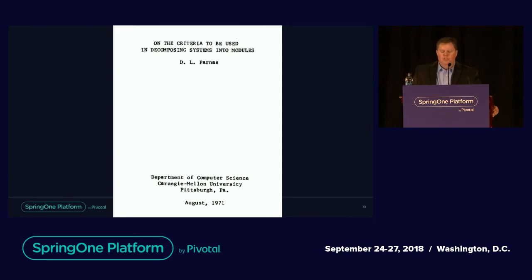But it's captured in this paper, and this paper Googles incredibly well. You can get a PDF of this from about 50 different sites easily. Sometimes they move around. I don't direct link to them anymore. I just say Google it. So, on the criteria to be used in decomposing systems into modules. Sounds very stuffy, but it's remarkable what was done that we're still trying to do.